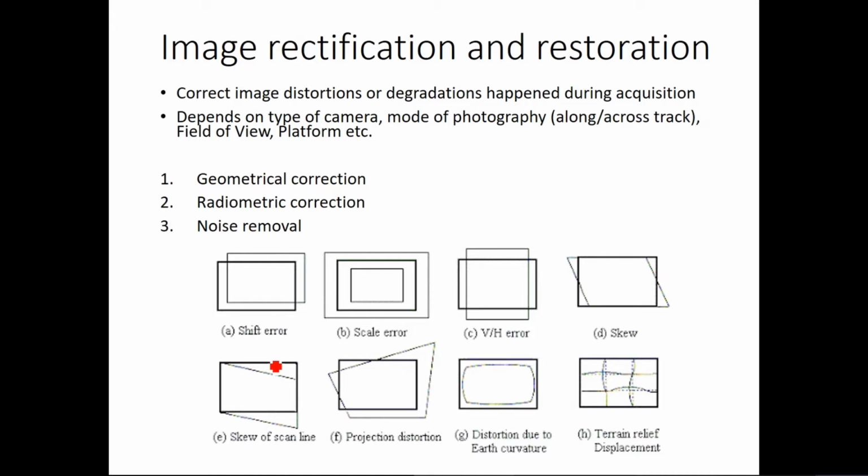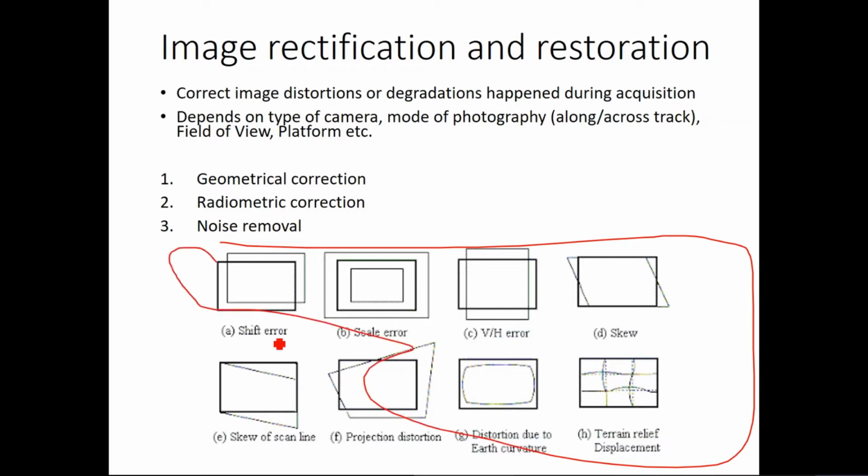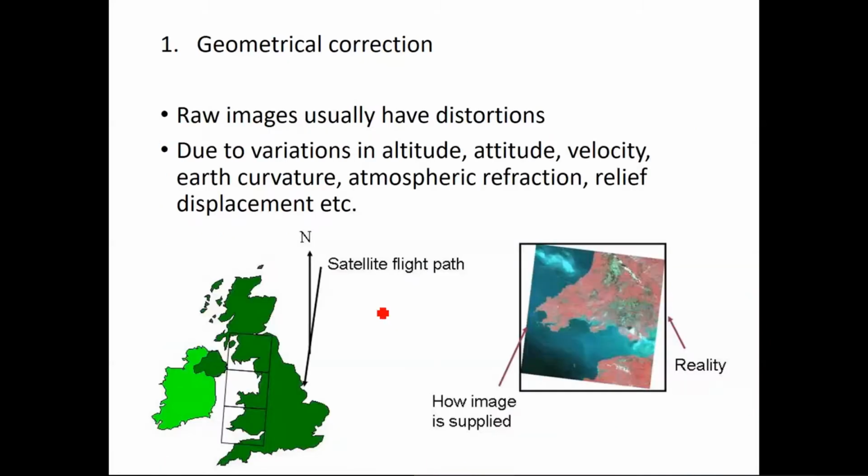One is geometrical correction. These are all geometrical errors, isn't it? So these have to be corrected. Due to variations in altitude, attitude, velocity, Earth's curvature, atmospheric refraction, relief displacements, etc., there can be some geometrical errors.